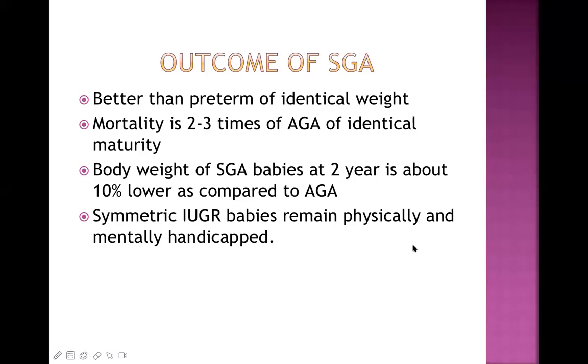The body weight of SGA babies at 2 years is about 10% lower as compared to AGA babies. Not that much difference, just 10%, because they are born smaller, so they take time to catch up like a normal one. And one more important point, which I talked about yesterday also: symmetrical IUGR babies remain more physically and mentally handicapped than asymmetrical IUGR babies. The reason is that symmetrical IUGR babies are suffering right from the first trimester of pregnancy, when organogenesis is going on. But asymmetrical IUGR babies suffer more during the third trimester only. Everything is already formed, probably developed by that time. So they are much less affected physically and mentally than symmetrical IUGR babies.